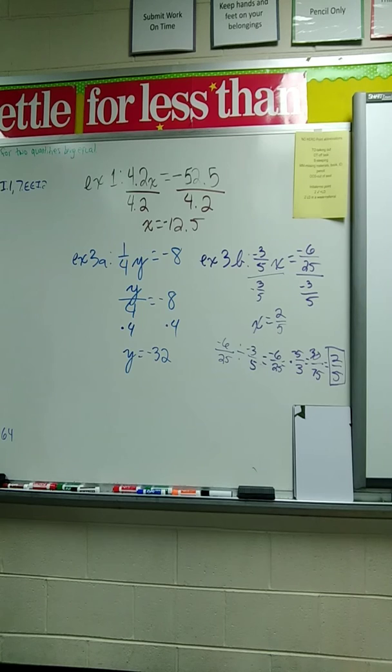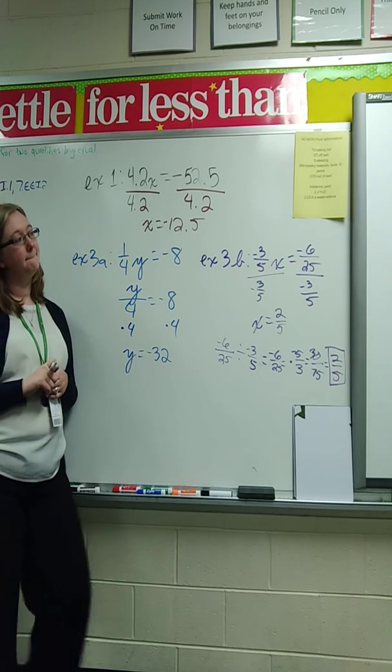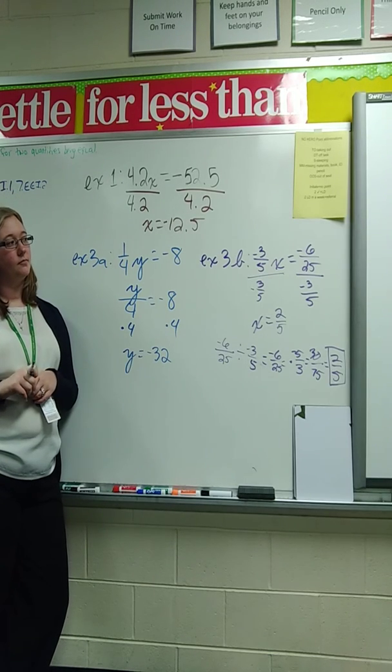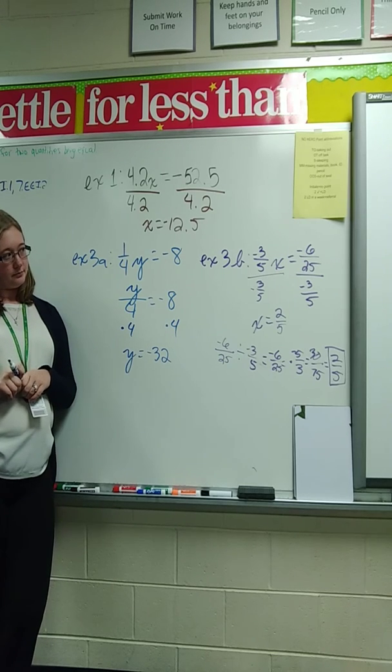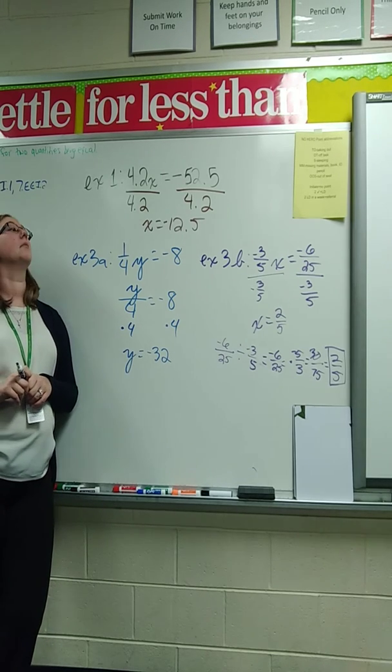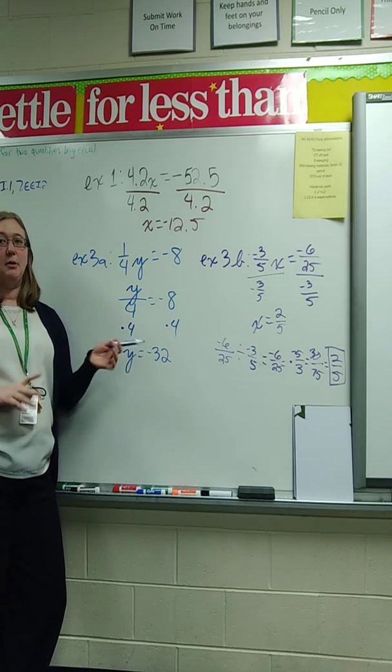Can you do that in your head? Can't I do that in my head? In what way? Find x, the answer, negative 6 over 25, and then 2 over 5 times negative 3 over 5 equals negative 6 over 25. Okay, so that's how we would check it.